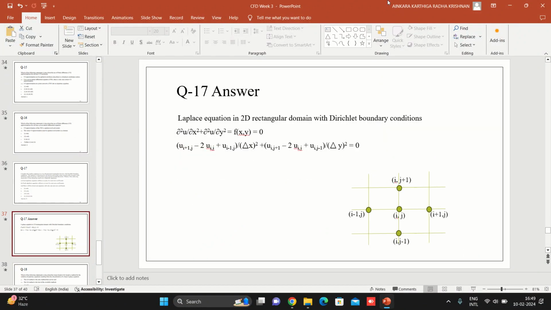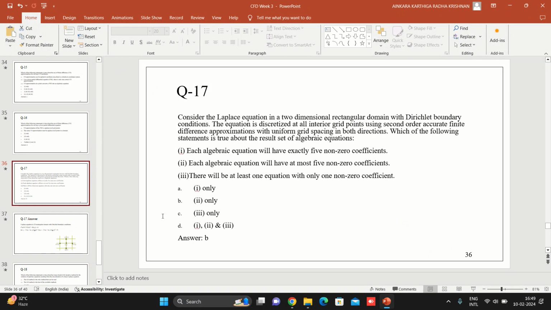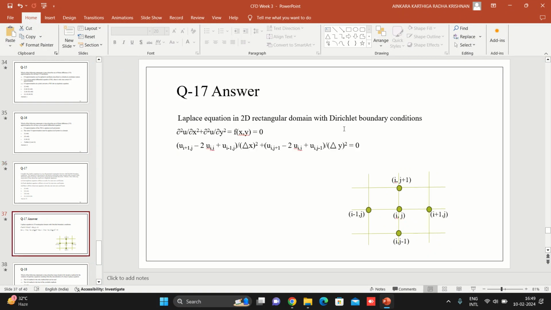And again, it is regarding the number of non-zero coefficients. Since we are going with the second order, we are dealing with only these many adjacent points. It depends on the order. Here it is given as second order accurate, so we are going with only these many points, and it is in a 2D rectangular domain with Dirichlet boundary condition. So at the maximum we can have 5 points, whereas if the boundary condition is applied and 1 point vanishes, it can be less than 5, or it can be 4. It can be 4 if the point is lying near the walls.